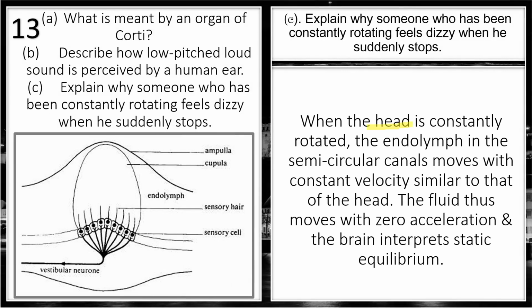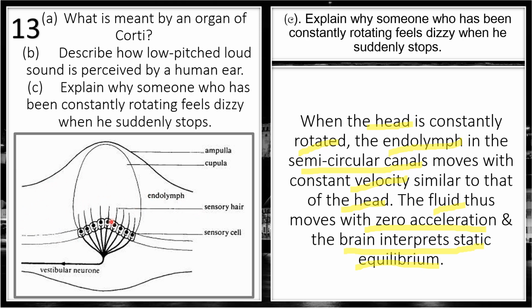When the head is constantly rotated, the endolymph in the semicircular canal moves with a constant velocity, similar to that of the head. The fluid moves with zero acceleration, and the brain interprets static equilibrium. So here we have the cupula. The cupula is in the ampulla, and the ampulla is filled with the endolymph, the fluid.